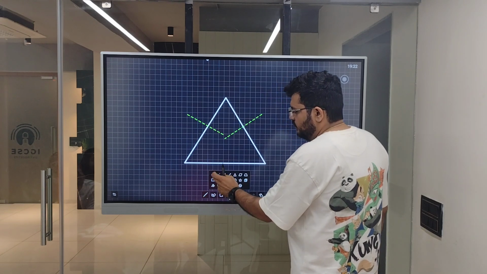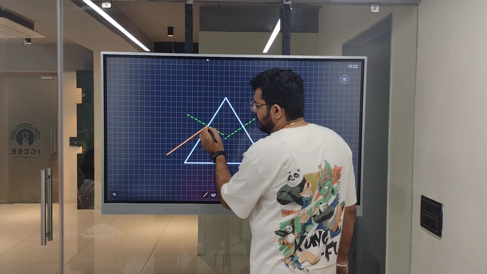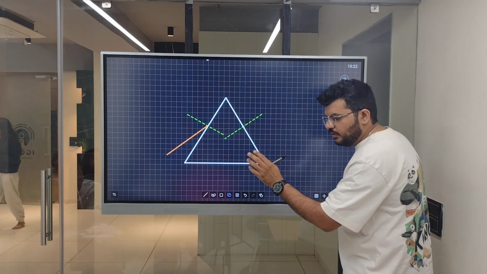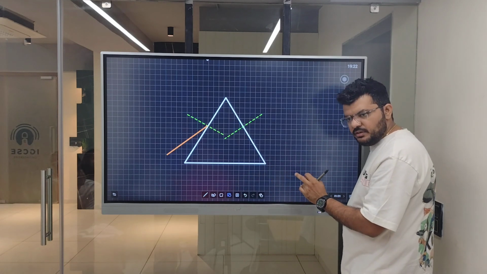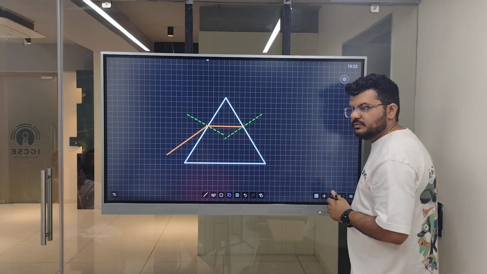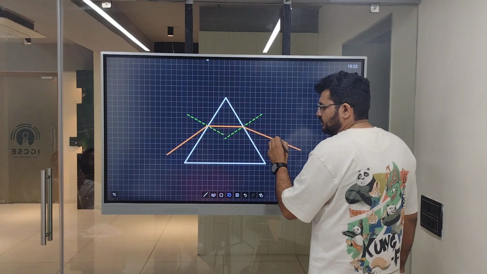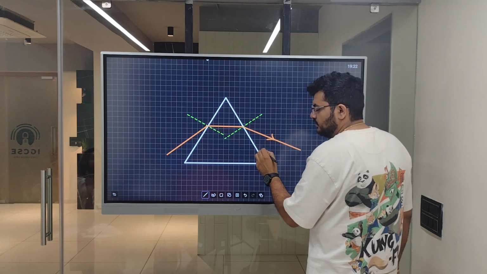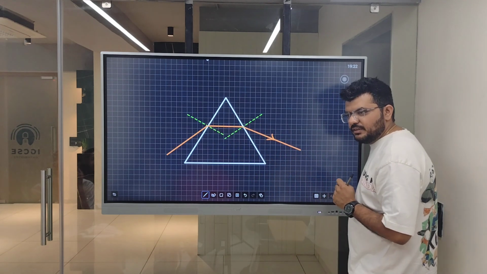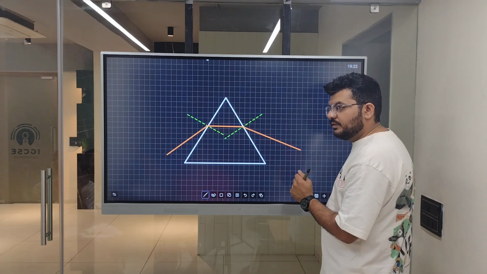Okay. Now let's take a ray of light. Let's say there is a ray of light traveling like this. Where will it bend? It is going from air to glass, so it will bend towards the normal. Now where is it going? Away from the normal. So what will happen? Won't they be parallel? Why? Even the normals are not parallel.